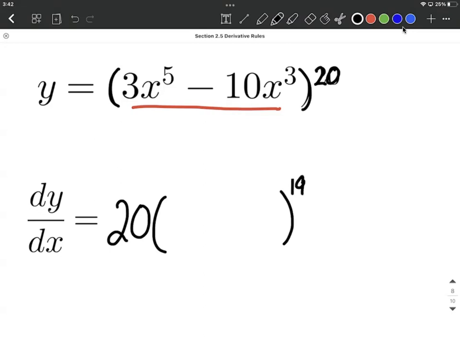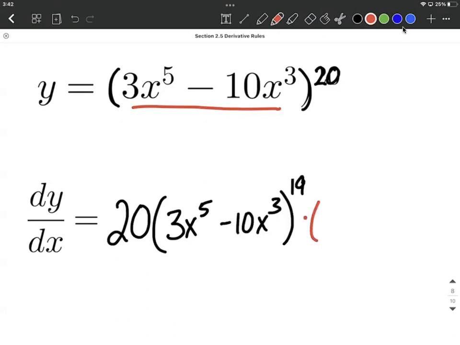But now we want to keep the inner function initially the exact same. So 3x to the 5th minus 10x cubed. We're going to keep that as is, and then we're going to multiply this afterwards by the derivative of the inner function. So that inner function again was the 3x to the 5th minus 10x cubed.